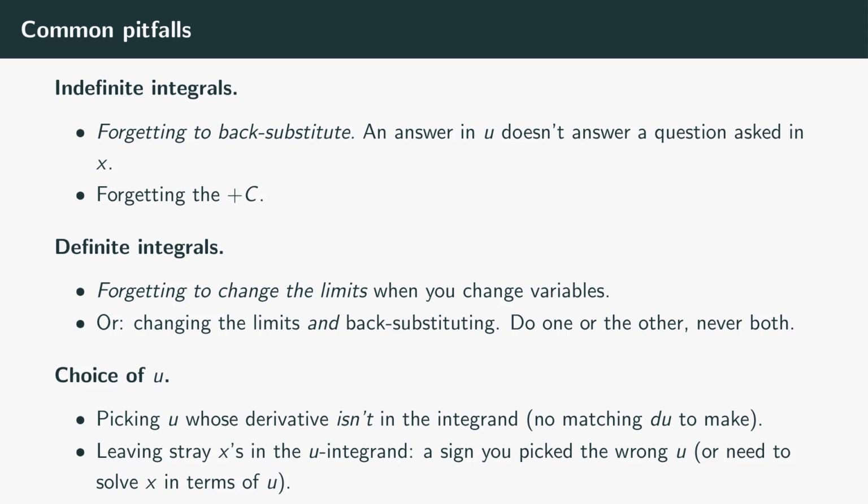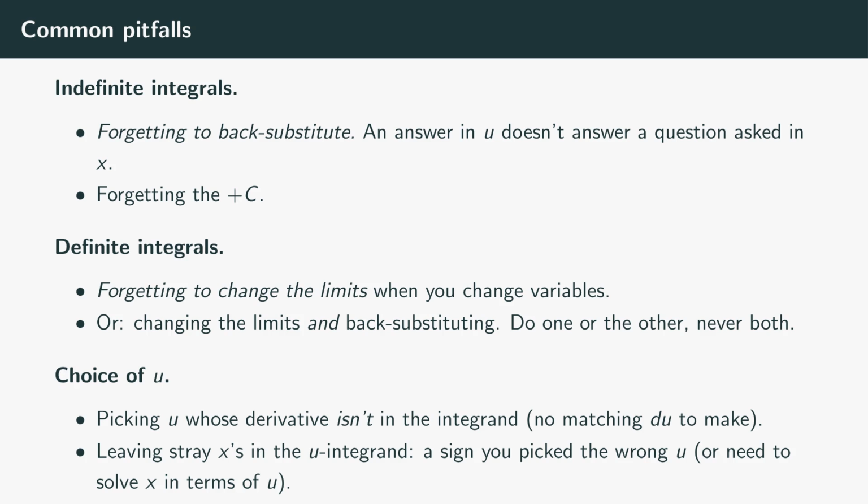Three kinds of pitfalls, and they bite essentially everyone the first time. For indefinite integrals, the most common mistake is forgetting to back substitute. You did all that work, you got a clean answer in u, you write the box around it, and the question was about x. Always back substitute. An answer in u is an answer to a different question. The other classic is forgetting the plus C.